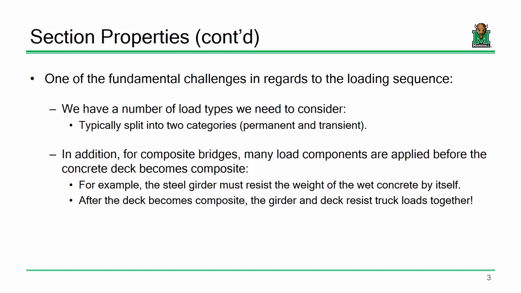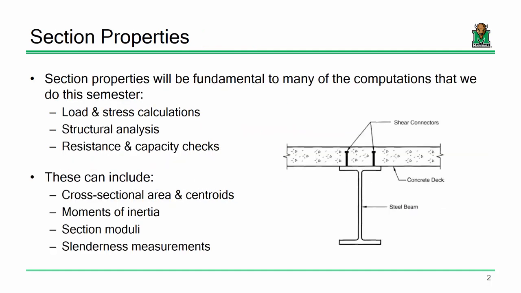Concrete cures. It gets hard, right? All right. For a composite steel bridge, we tend to locate a fair number of shear connectors on the top flange so that the deck and that girder are locked together. That's what it means for it to be composite, that they're bending and behaving together.